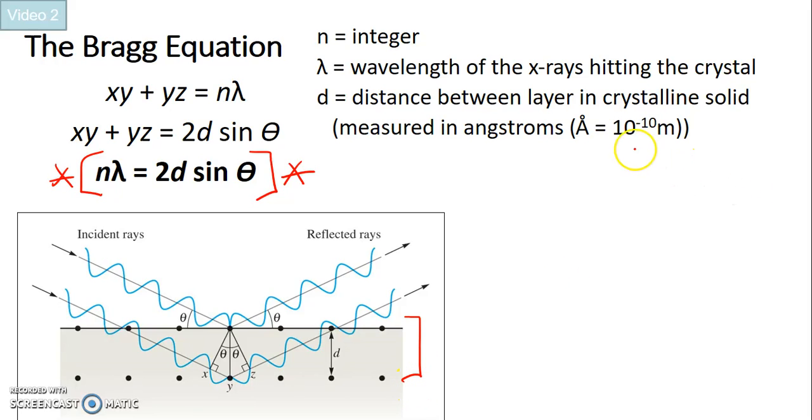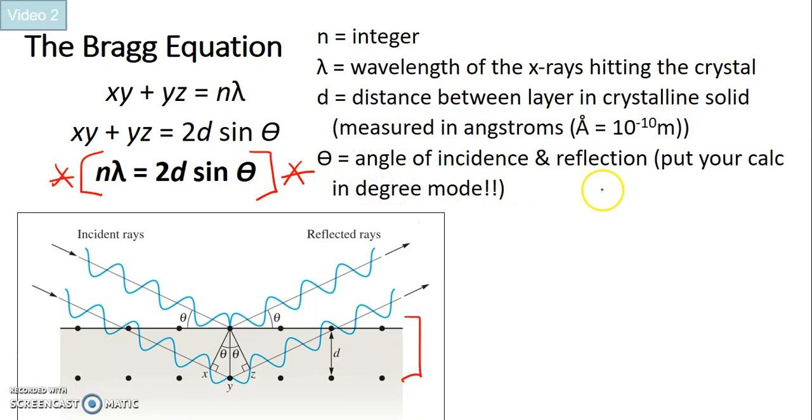And so that's a unit. An angstrom is 10 to the negative 10th meters, so it's pretty small. And then theta is the degree of incidence and reflection.